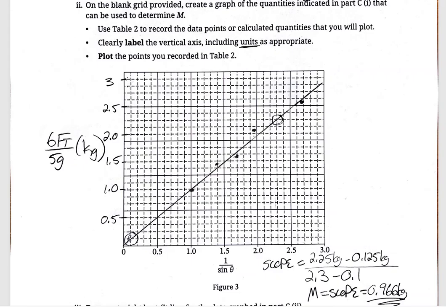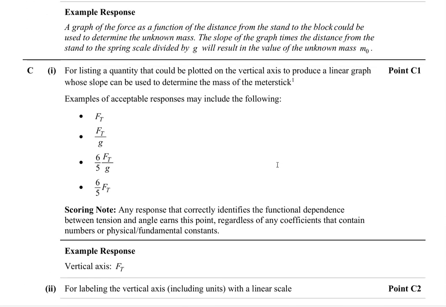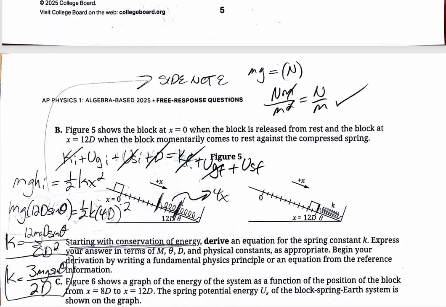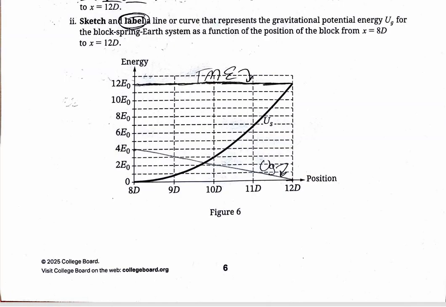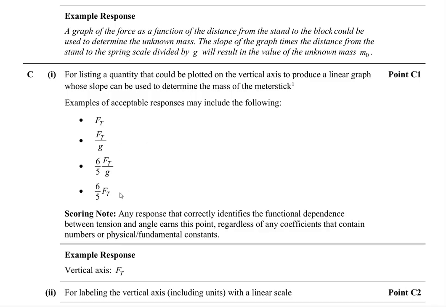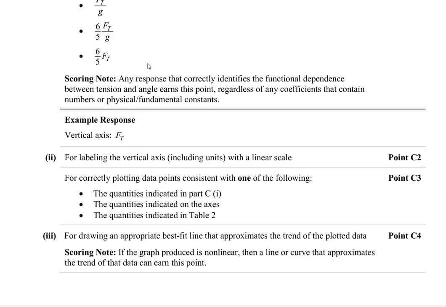All right, so how do they score this real quick? Look at this. You could graph any of these things. Any of them. Because if you look at the rearranged math, you could have just graphed FT. That's what they gave us. They gave us FT. It would have been a lot easier. And then you would get your slope and multiply it by 6 over 5g. You could have done FT over g, gotten the slope, and multiplied it by 6 over 5. You could do any combination you want. So they gave us all the options here. I like to rearrange and get the thing I want. All right, so did you get any of those things?